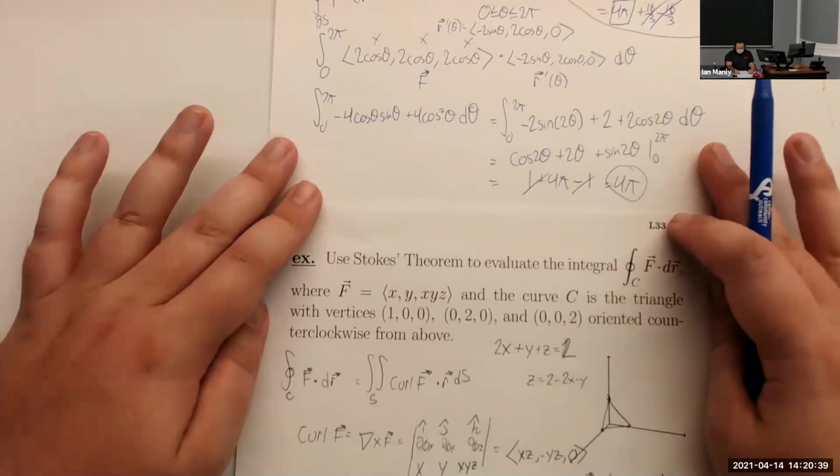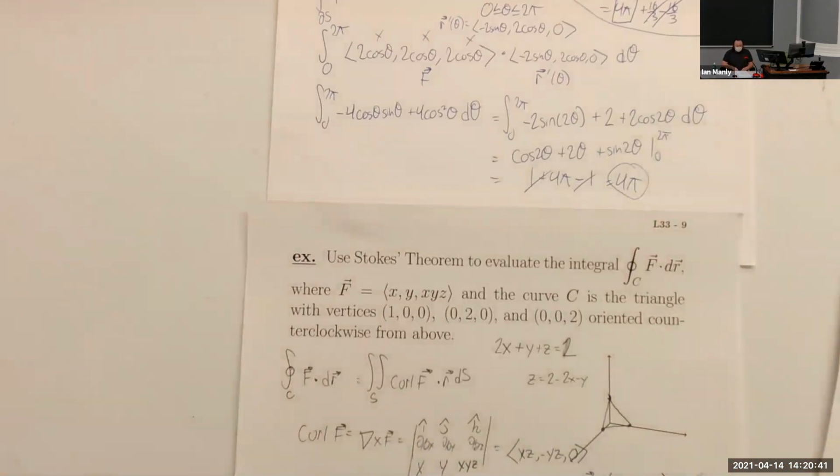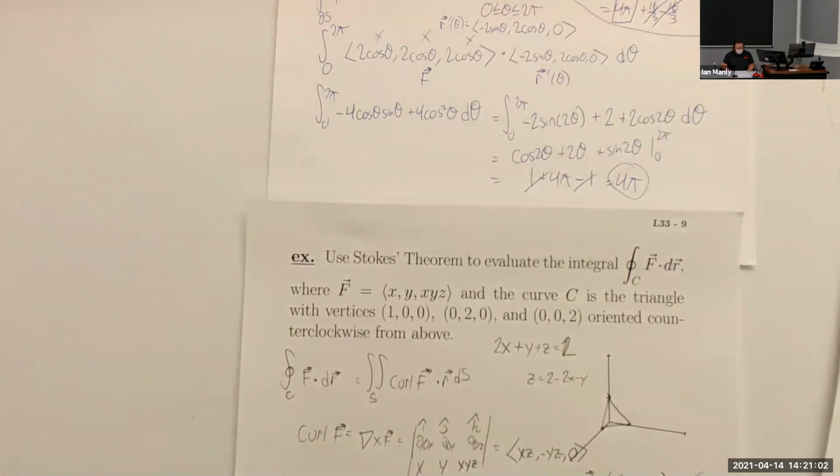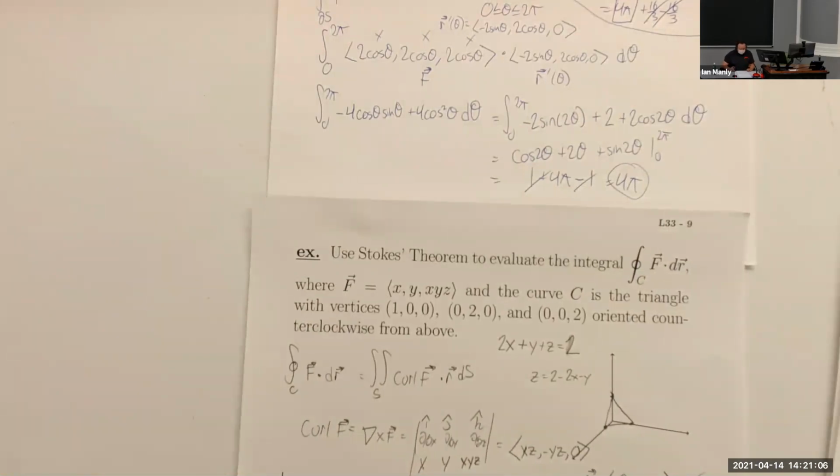All right, use Stokes' theorem to evaluate the integral of f dot dr. That probably means this integral is hard, but the double integral of the curl will be easier, where f is xy, xyz, and the curve C is the triangle with vertices (1, 0, 0), (0, 2, 0), and (0, 0, 2), oriented counterclockwise from above.